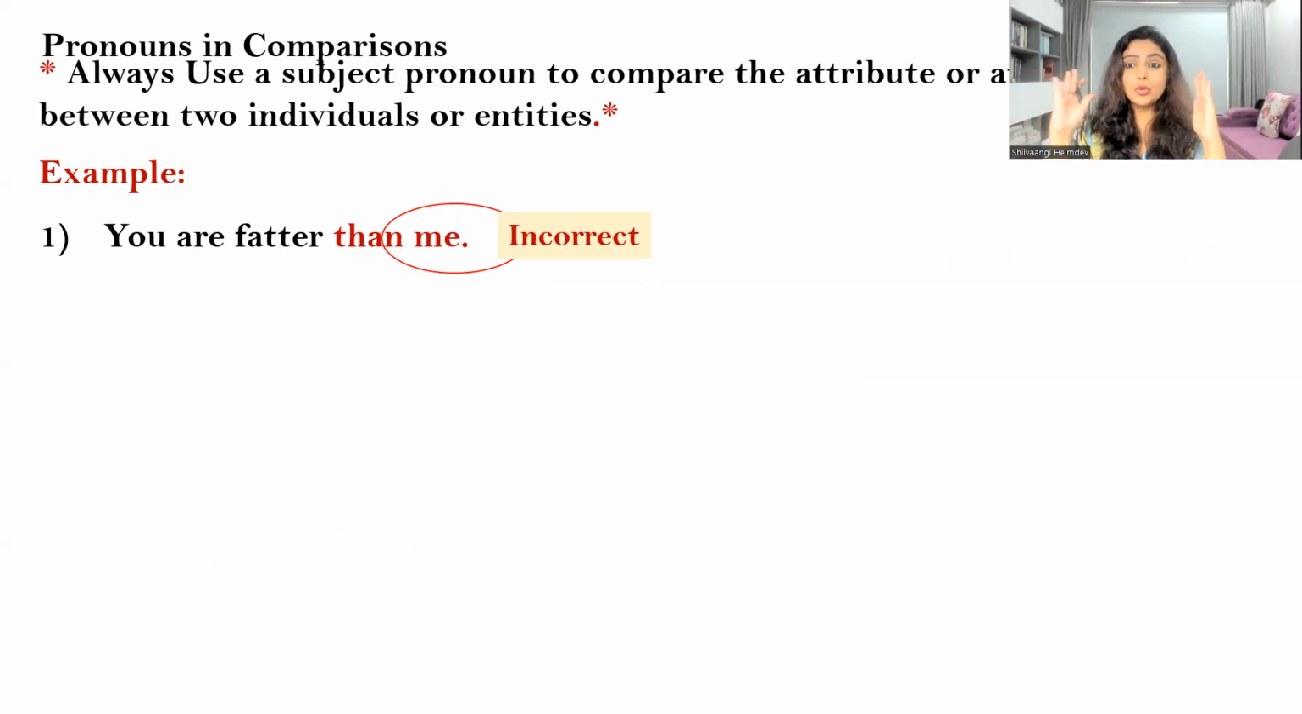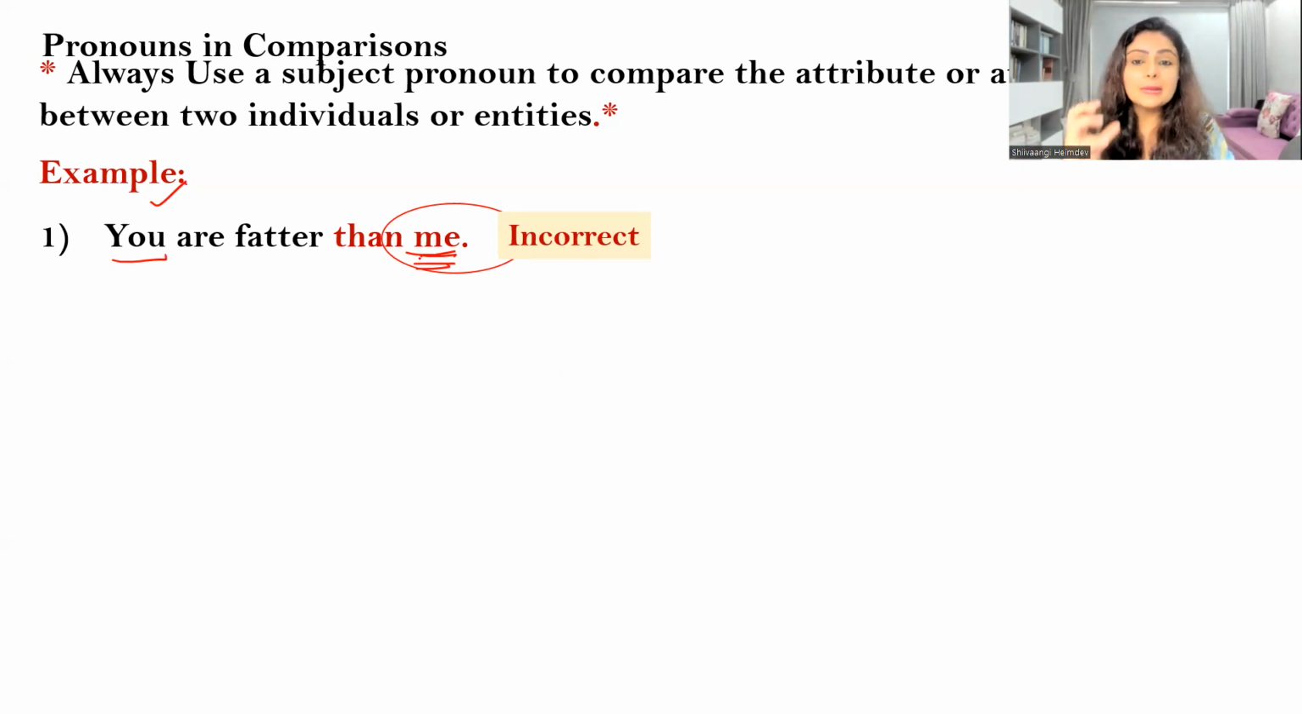Now, as far as the rule of pronouns goes, what was the rule? That the subject pronoun should be the subject of the sentence, which is correct. You is the subject. And the object pronoun should be the object of the sentence, which we can also see here. Me is an object pronoun, and that's what we have used. But this is again incorrect. Why is it incorrect? Now, this is an exception to the rule that we learned.